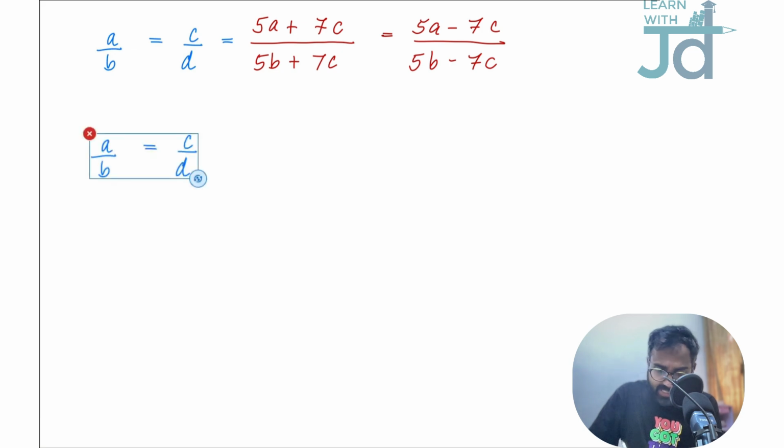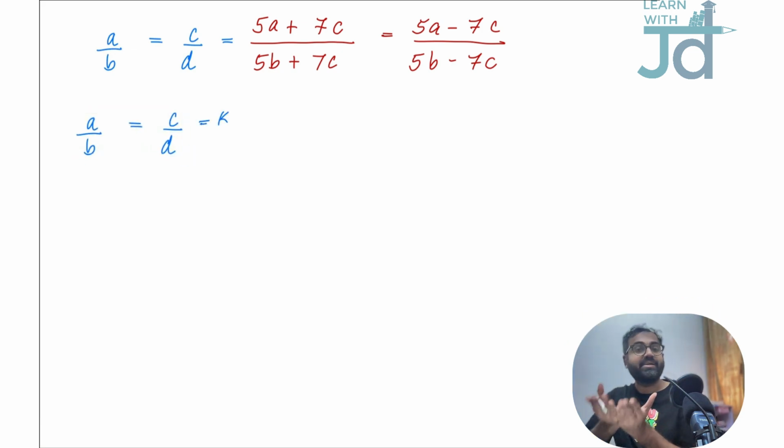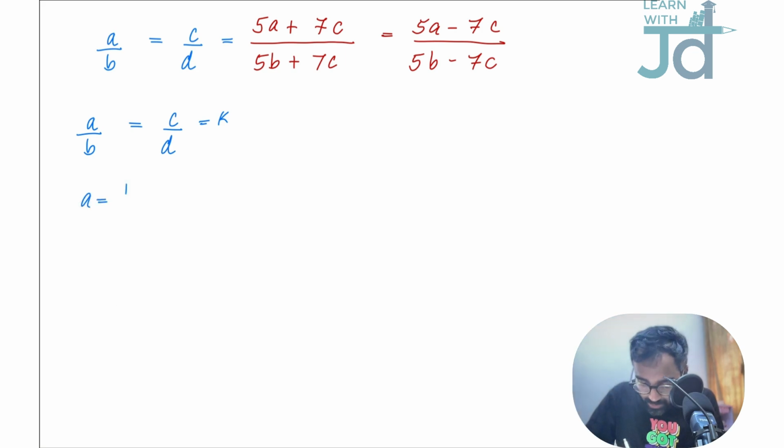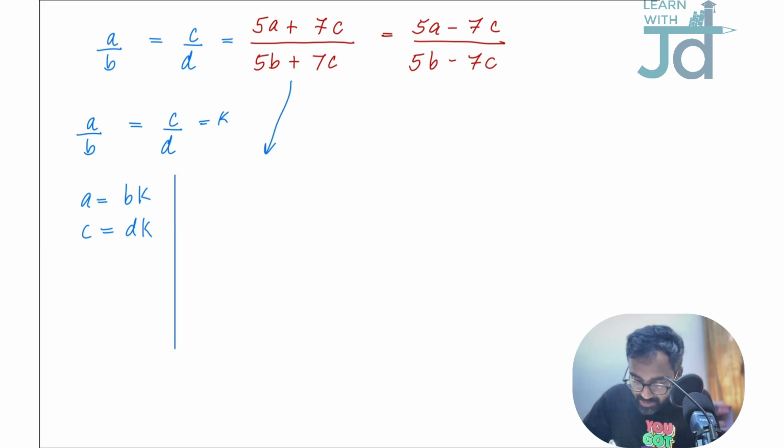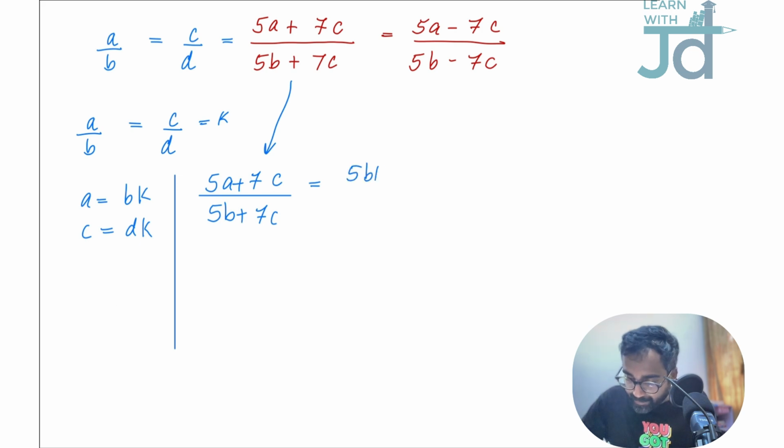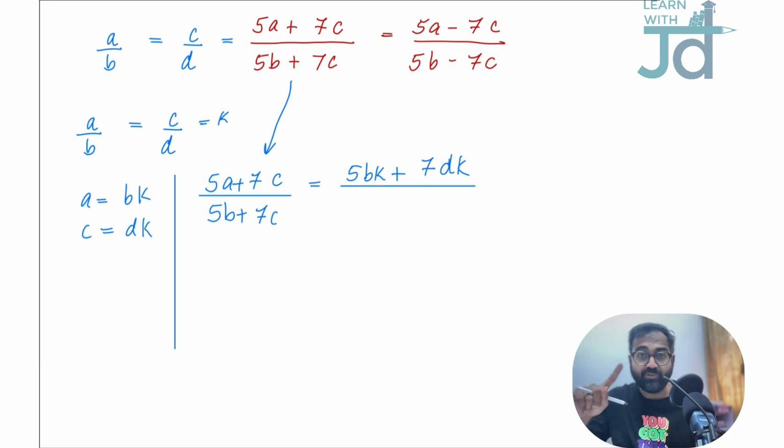तो तुम लोग ने 10th standard में किया है ये सब. तो K method we'll say is equal to K. Say. तो A is equal to BK and C is equal to DK. Yes or no? अभी ये I want to prove this. तो 5A plus 7C and 5B plus 7C. Now 5A के बदले I will write BK and 7C, C के बदले I will write DK. So now I have written everything in terms of B and D.